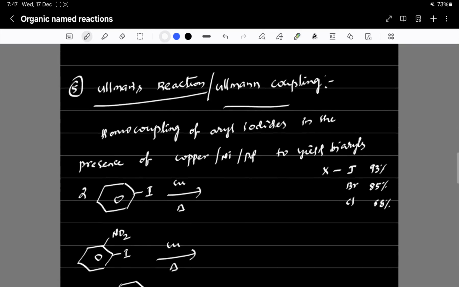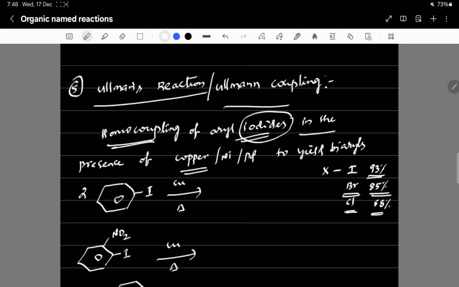Then the Ullmann reaction. So Ullmann coupling is a homo coupling of aryl iodide. This is exclusively for iodides only. In the presence of copper as a catalyst followed by heating, we will get the biaryls as the product, right? For example, if X is iodine, then the percentage yield will be 93%. If X is bromide, the percentage will be 85%. If X is Cl, 68%.